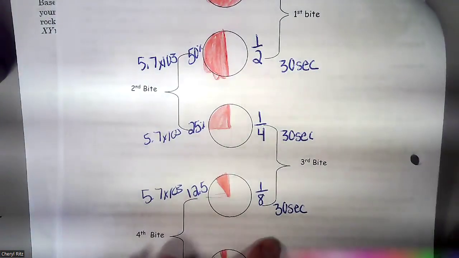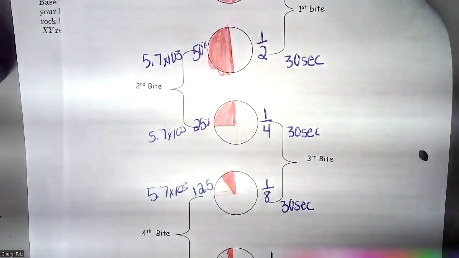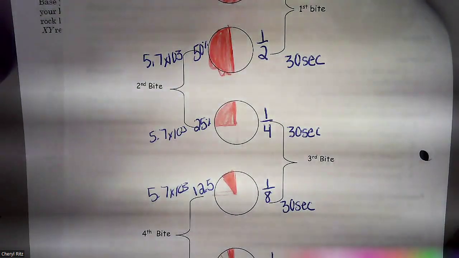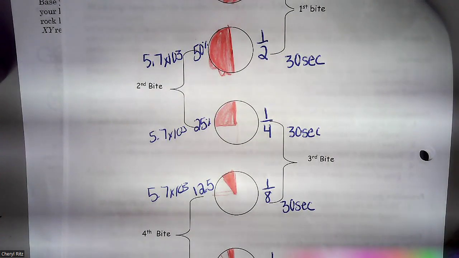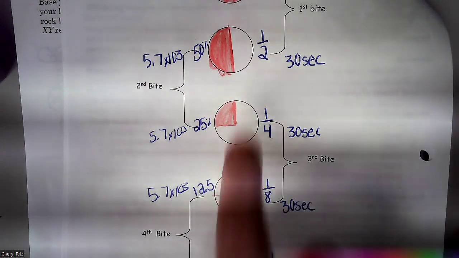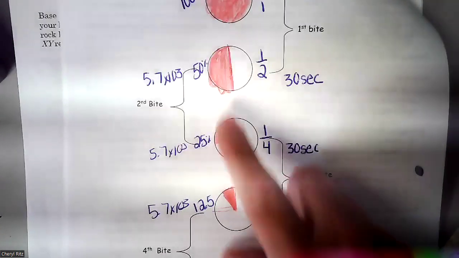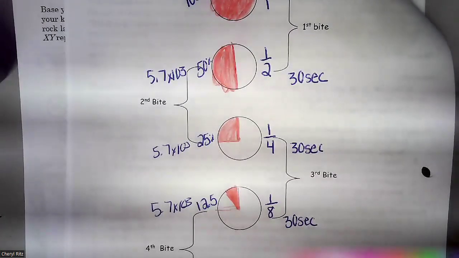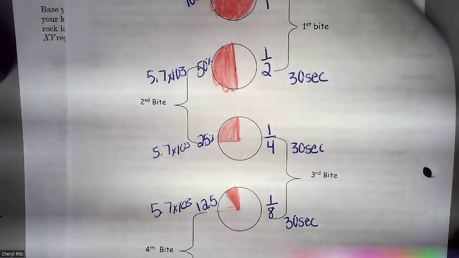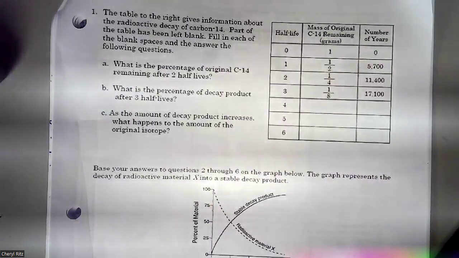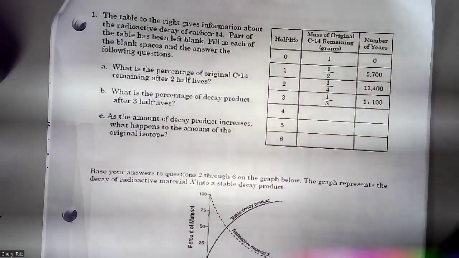Now we did it with Twizzlers, so each one of those took 30 seconds, but what did we decide, or what did we talk about yesterday? Does it matter what radioactive element we use? No. Okay, so some of you are shaking your head no. It doesn't matter what radioactive element we're using. It'll always go from a whole to a half, to a quarter, to an eighth, to a 16th. The only thing that changes is how long that takes. Twizzlers only took 30 seconds. Carbon-14 takes 5,700 years.